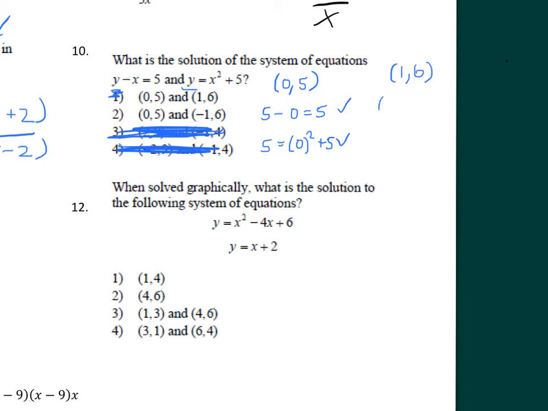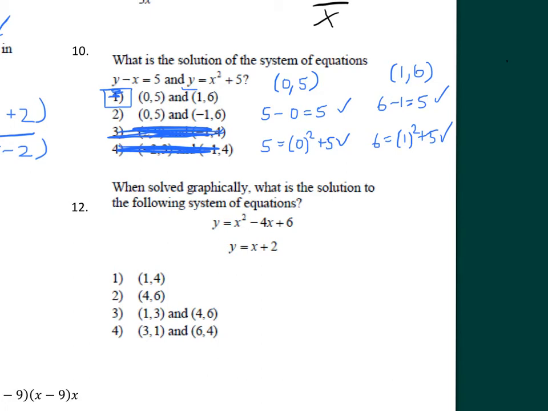So that means that 6 minus 1 equals 5. Well, that checks. And that 6 equals 1 squared plus 5. Well, that checks as well. And that means that choice 1 is our solution. So this is one way we can deal with just checking solutions in multiple choice questions.